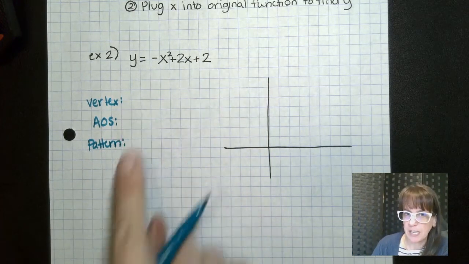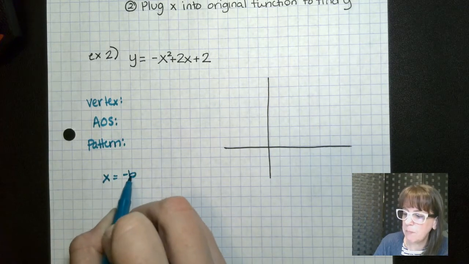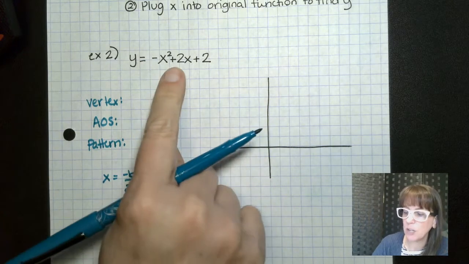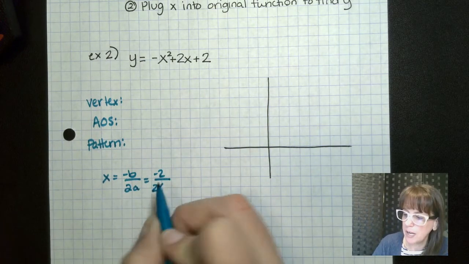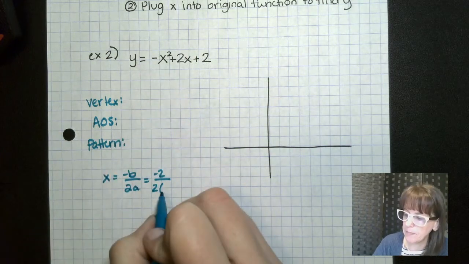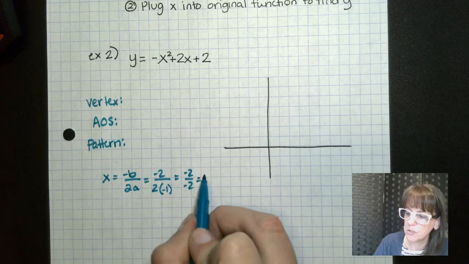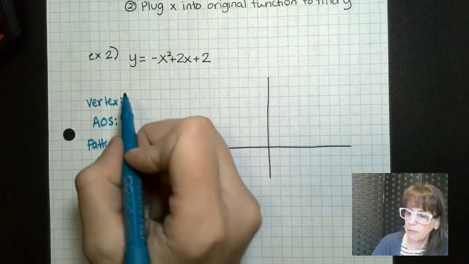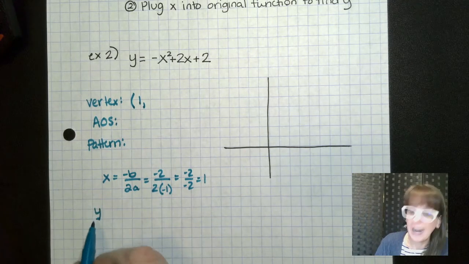To find our vertex, we'll do the work down here so you can see. X equals negative b over 2a, and in this case our b is 2. So negative 2 over 2 times our a, which is negative 1. This gives us negative 2 over negative 2, which equals 1. So for our vertex, our first number, our x, is 1.